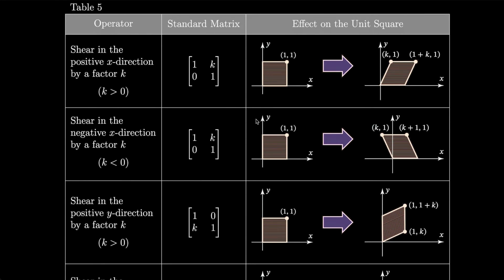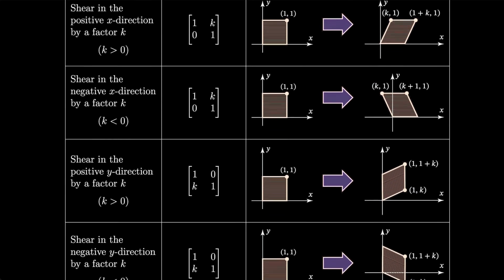You can also shear by inserting a constant into one of the zeros. So if you have a positive k, it shears in the positive direction. It just kind of slants it. If you have a negative value for k, it shears in the negative direction. And if you put that constant in the left corner, then instead of shearing left to right, it starts shearing up and down.